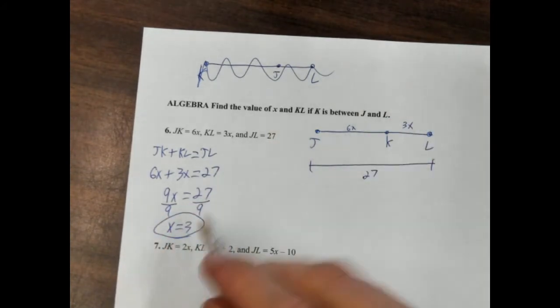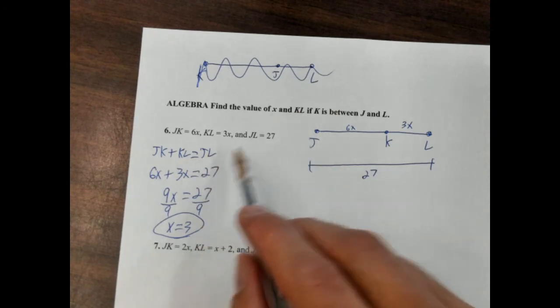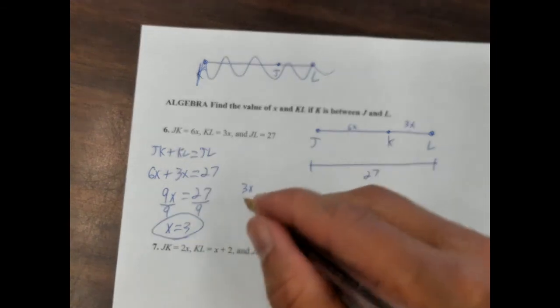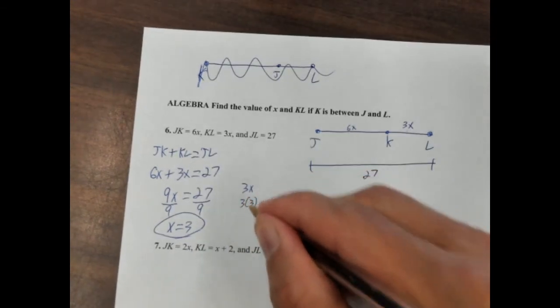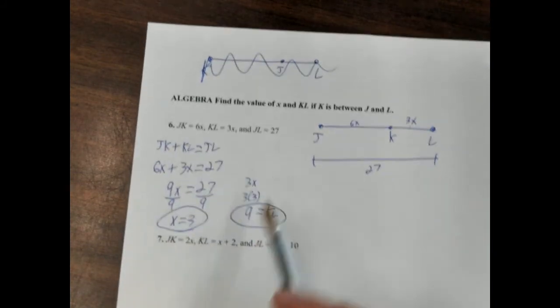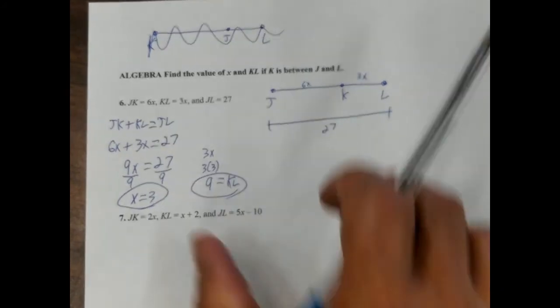And there's no units here, so we don't have to worry about that. So we have x, but don't forget to solve for KL. KL is 3x. So we're going to plug in our x value, which is 3. So 3 times 3 is 9. So KL is equal to 9. And that's that. So that's how you solve this problem. This other one is very similar. I'd recommend drawing it out, and that should help you walk your way through it.